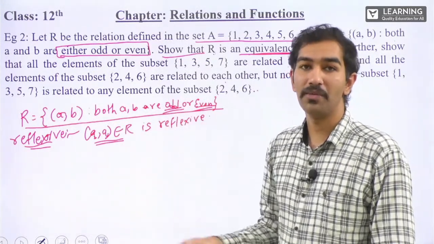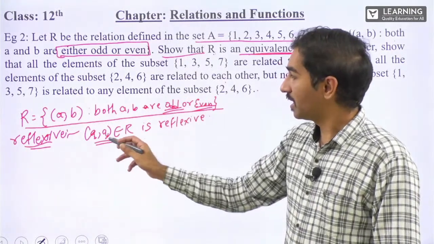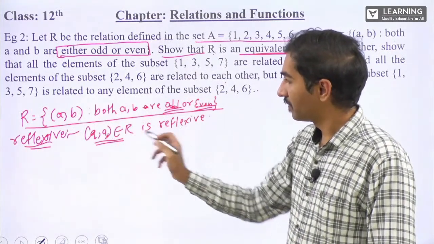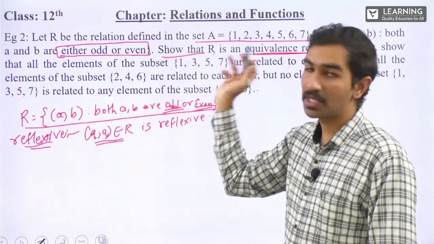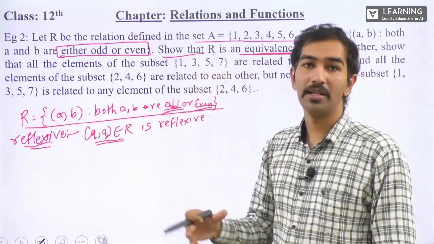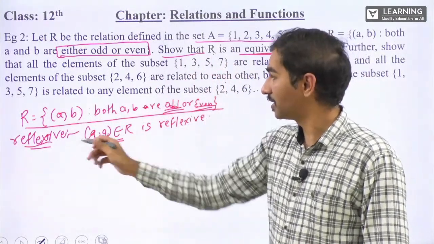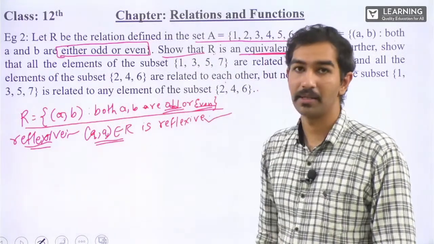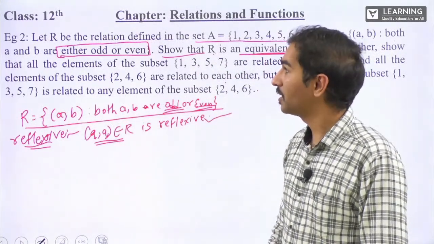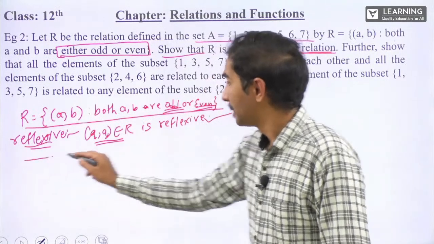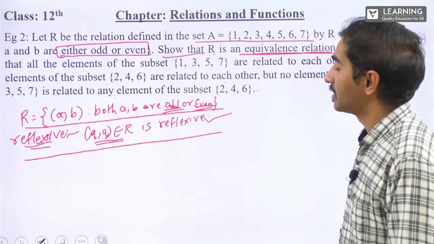Therefore what we can tell, since (A, A) belongs to R, R is reflexive. Let A equal any element from set A, then it will be odd or even. Therefore the given relation is reflexive. Put a tick mark. Understood. Moving on to the next one. Symmetric.